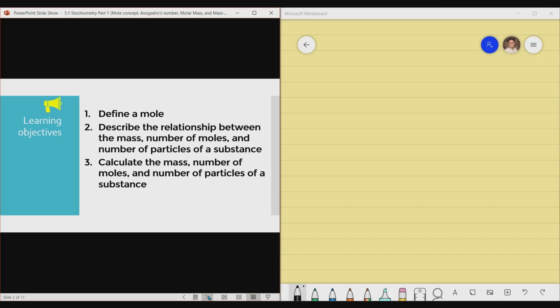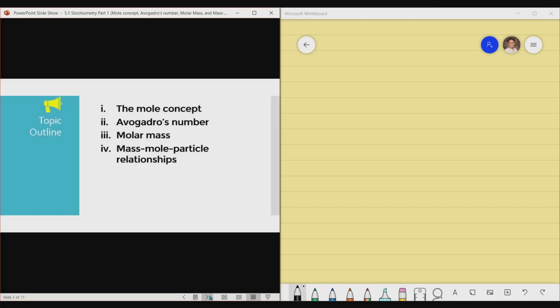In terms of topic outline, we have the following. First is the mole concept. Second is Avogadro's number. Third is molar mass. And fourth is mass-mole particle relationships.